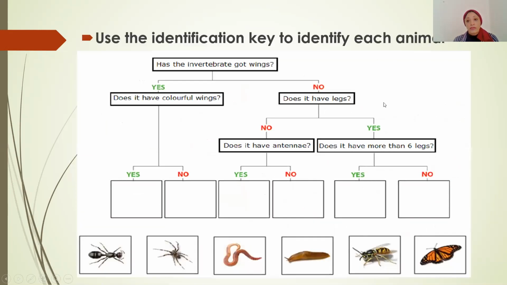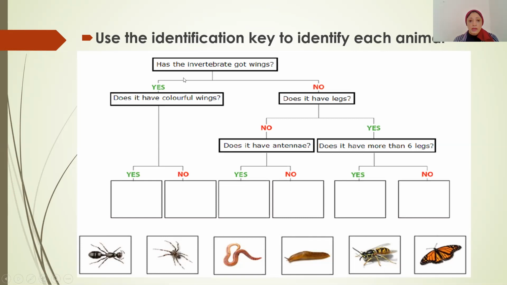You have here another question. Use the identification key to identify each animal. You have the animals here. Most of them are invertebrates: ant, spider, worm, this is a slug, and this is a wasp, not a bee. And here is a butterfly.